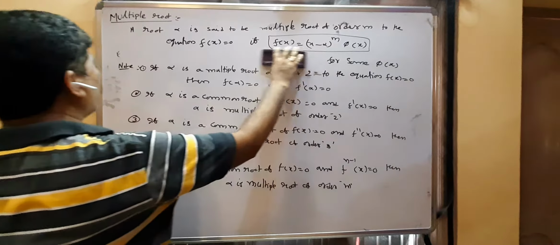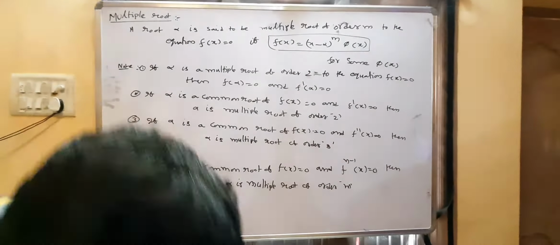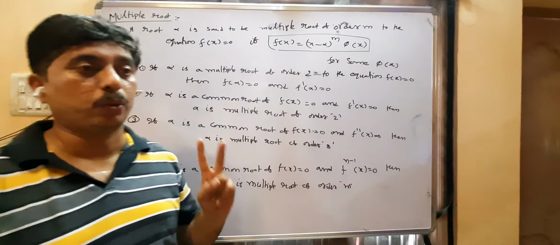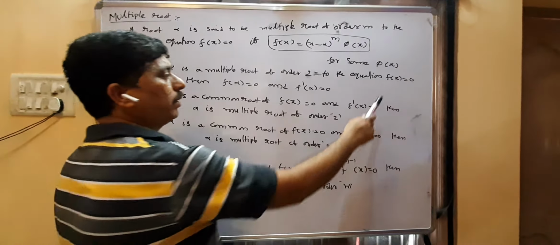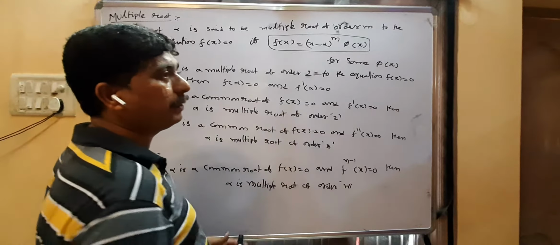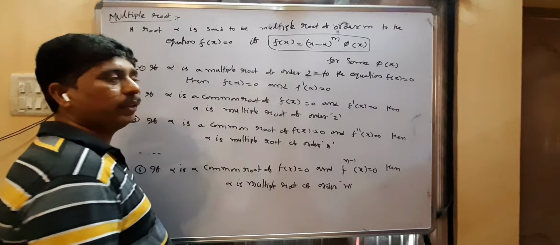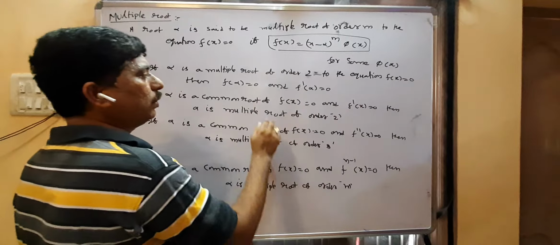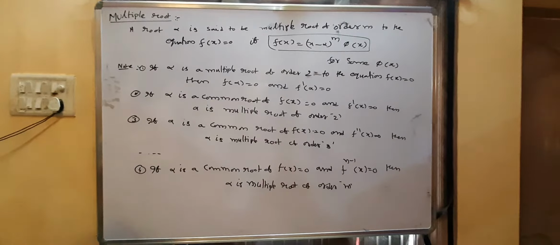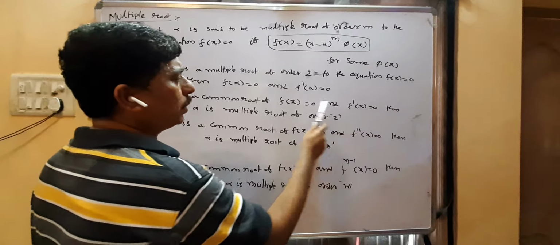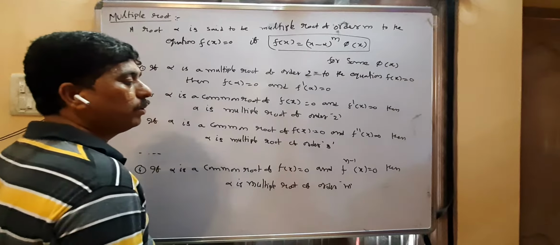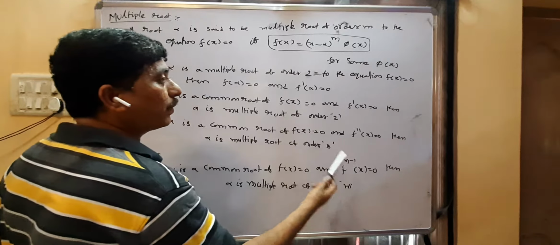Now, some note points. If alpha is a multiple root of order 2, that is, alpha is a repeated root 2 times of the equation f of x equal to 0, then f of alpha equal to 0 and f dash of alpha equal to 0. Here in these notations, f dash means the first derivative of f of x, f double dash of x means the second derivative of f of x, and f power n minus 1 of x means the n minus 1th derivative of f of x.